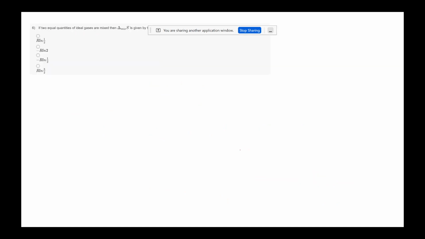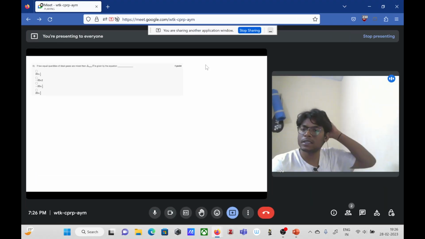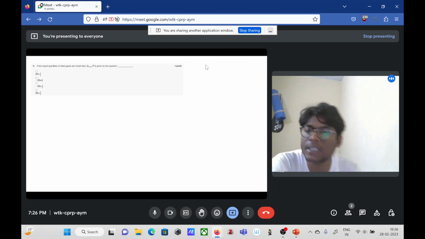Okay, let's go to the next problem. The next problem says, if two equal quantities of ideal gas are mixed, then delta S max is given by the equation.